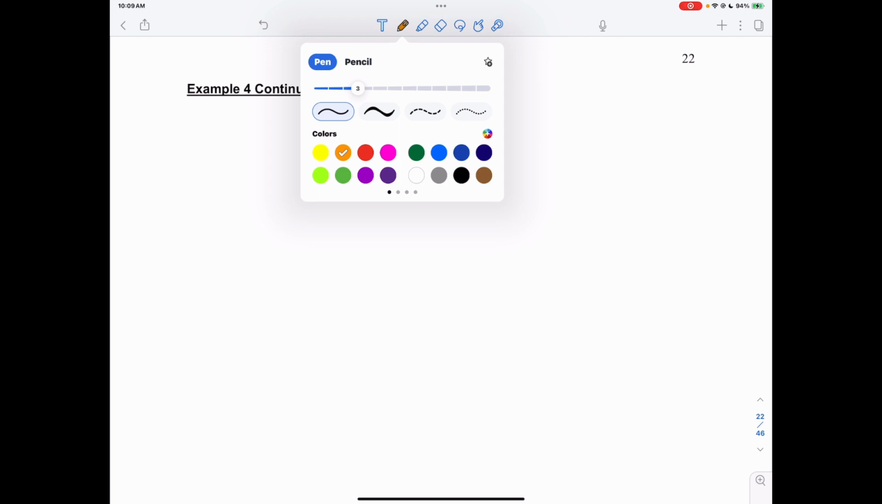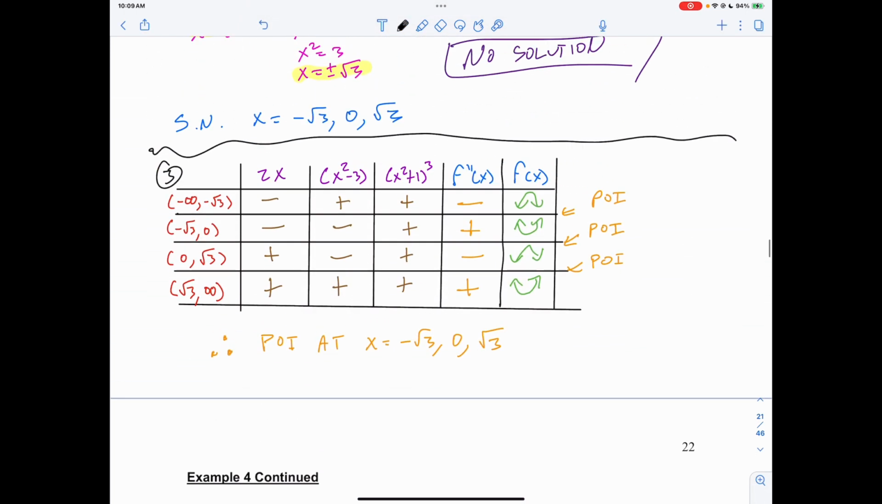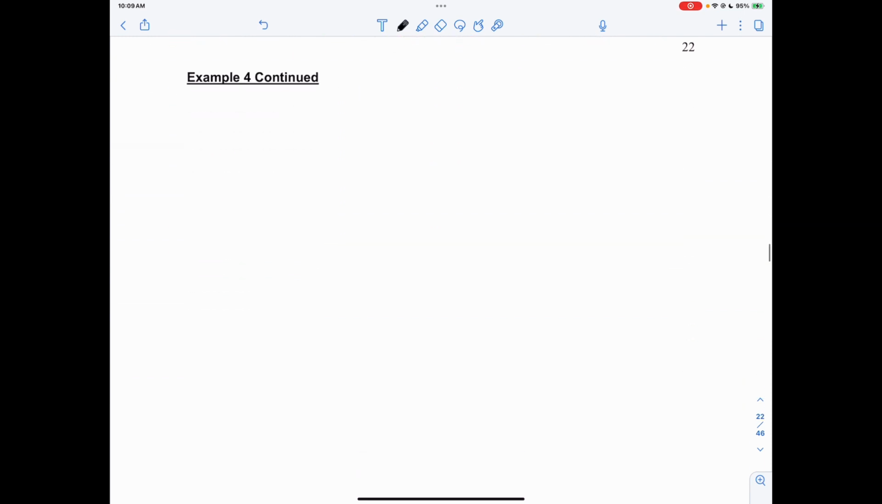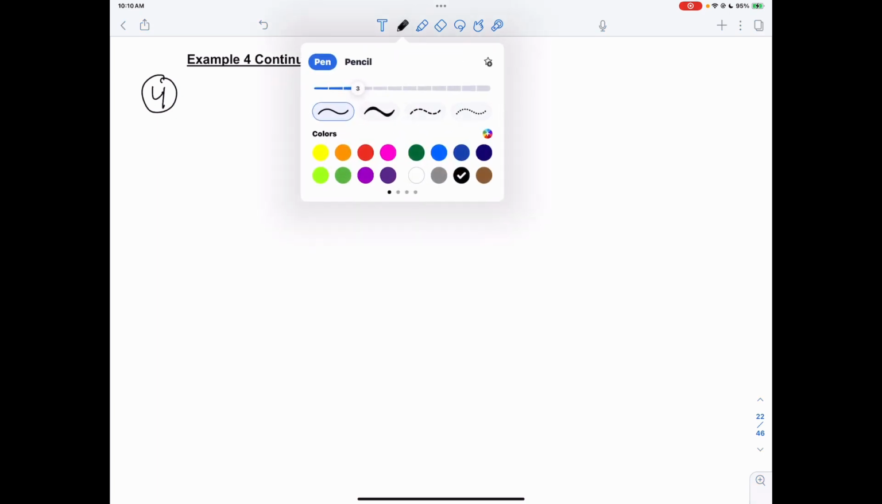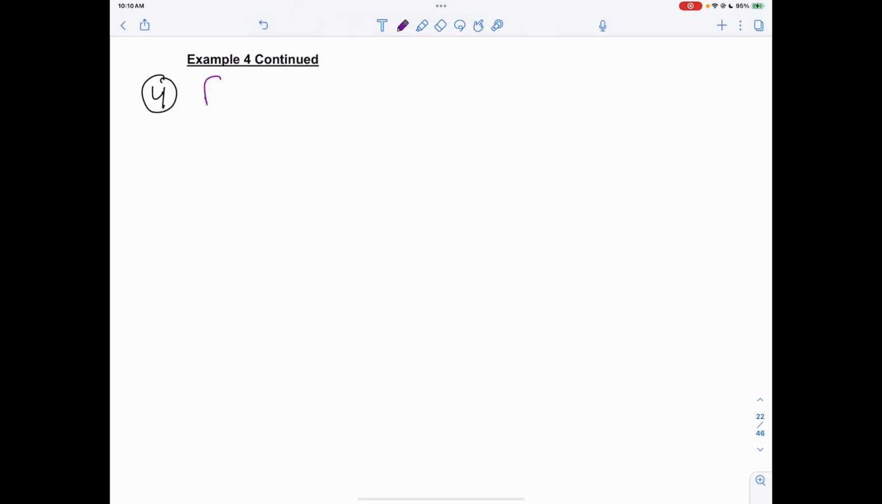So we're going to carry that forward, and we're going to solve from what we've seen here, our actual points of inflection. So using those points of inflection, I'm going to solve f of negative root 3, f of 0, and f of positive root 3.